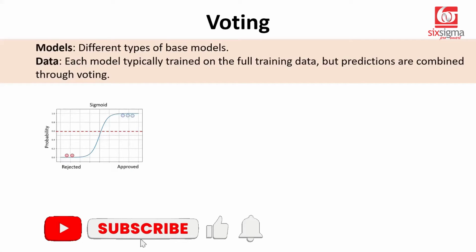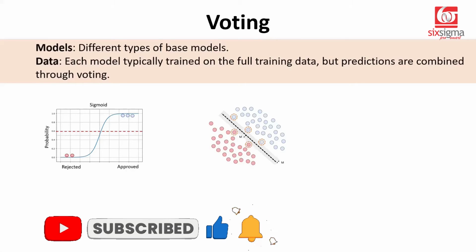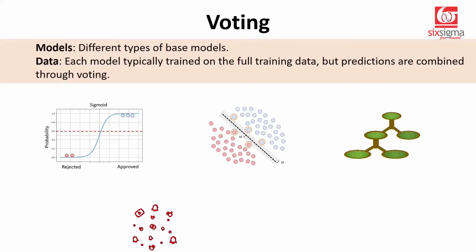So let's say our first model is a logistic regression model. The second model, which is another base model, could be a support vector machine. And the third base model could be, let's say, a decision tree. These are just examples. You could take any combination of models. So that's clear. But there are two more factors that make voting really powerful.